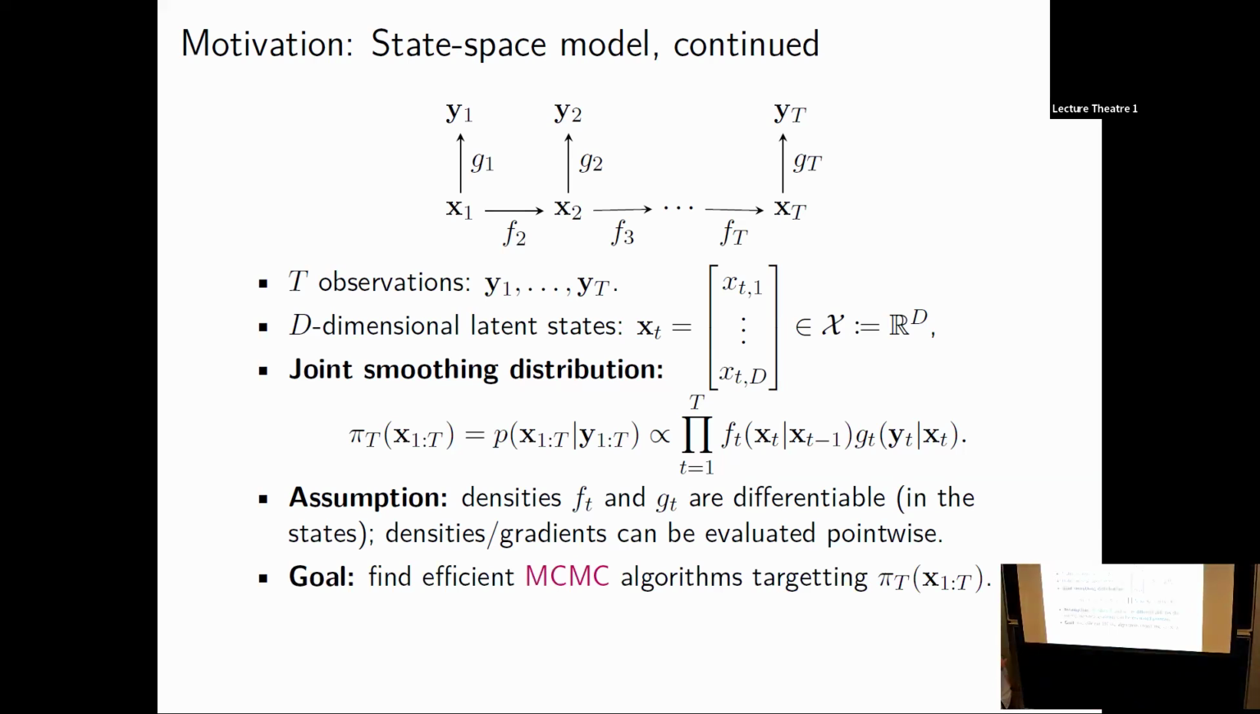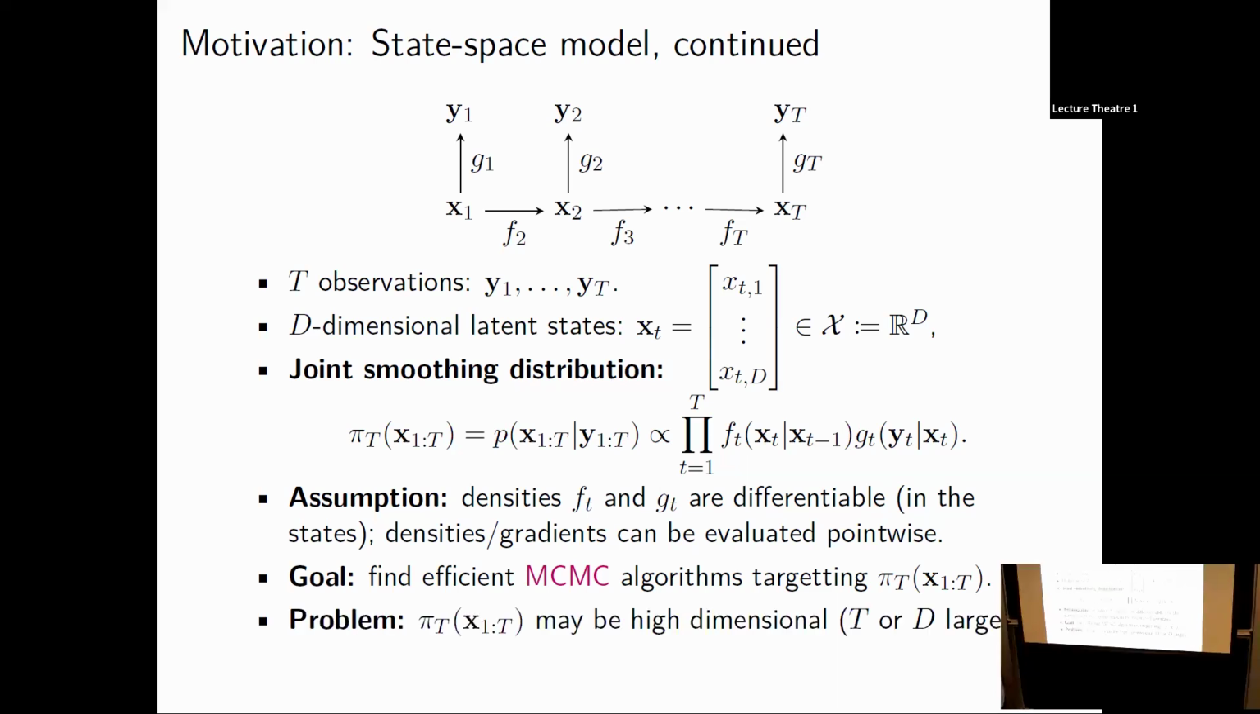So my goal for this talk is to construct or to find efficient MCMC algorithms which allow us to approximate this joint smoothing distribution. And if either D or T or both are large, then this will be challenging. So we need some more sophisticated methods.